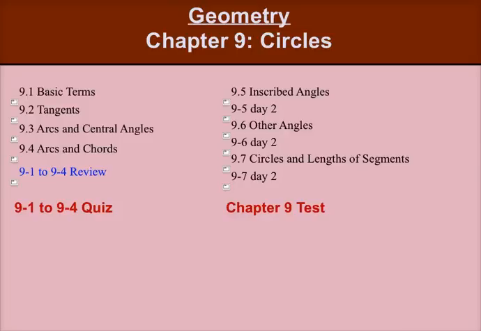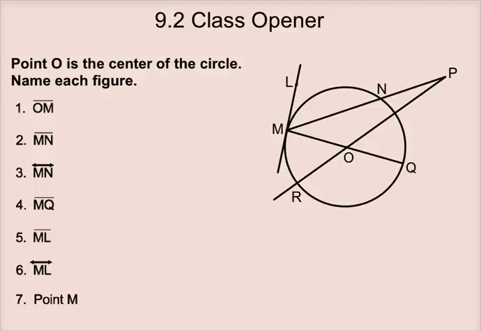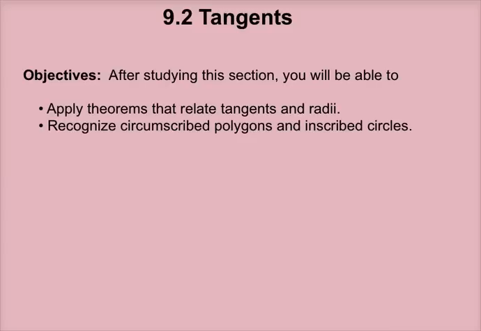Chapter 9, Circles. Today we're going to cover 9-2, Tangents. Your class opener: point O is the center of the circle. Name each figure. And our objectives for today. After studying this section, you'll be able to apply the theorems that relate tangents and radii and recognize circumscribed polygons and inscribed circles.